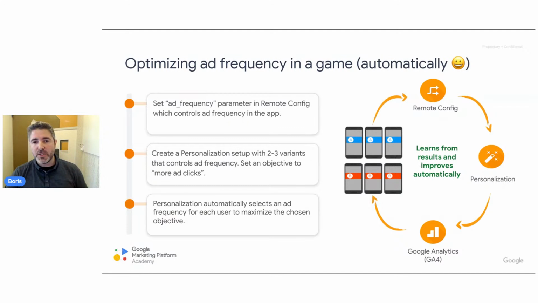Let's get back to the previous example with A/B testing of ad frequency in a game. With personalization, we actually delegate the optimization decisions to machine learning. The process is: set an ad frequency parameter in remote config, which controls ad frequency within the app; create a personalization setup with 2, 3, or 4 variants that control ad frequency; set an objective, for example, more ad clicks; and personalization automatically selects an ad frequency for each user to maximize the chosen objective. To Vitaly, it will show an ad every 3 levels. To me, it will show an ad every 2 levels, for example.